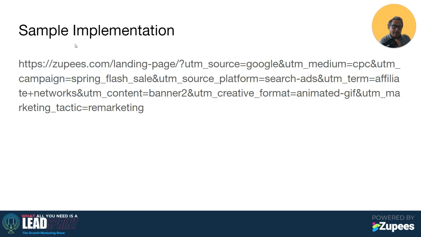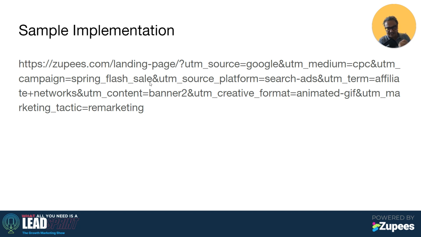So this is your typical implementation. Let's look at this URL step by step. I know this looks overwhelming, but if you look at it, it's fairly straightforward. This part here is the URL. After the question mark, you start. UTM source is Google. Medium is CPC. So now typically this is the URL I would use if I was running Google CPC ads.